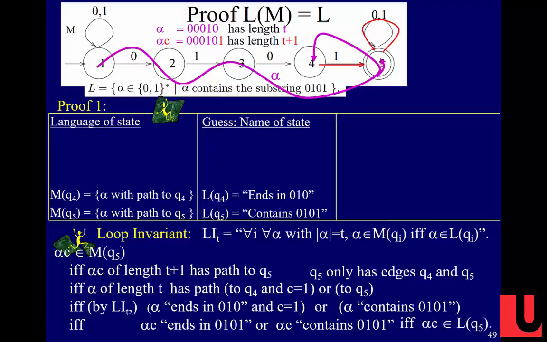And so that's an if and only if: alpha C is in the language of Q5. Is that making sense? Can everybody do that on a test? Yeah?